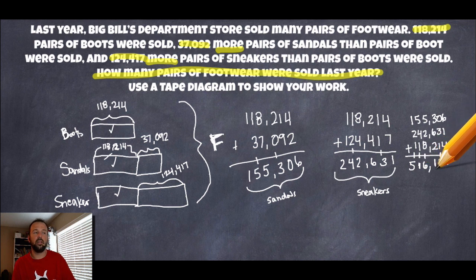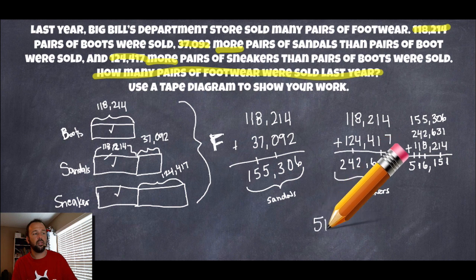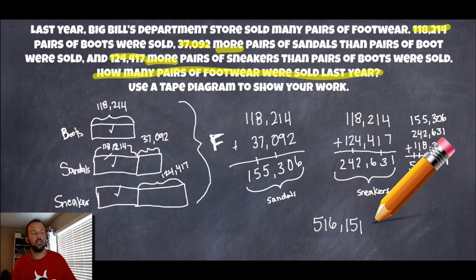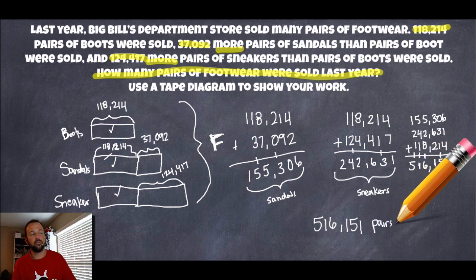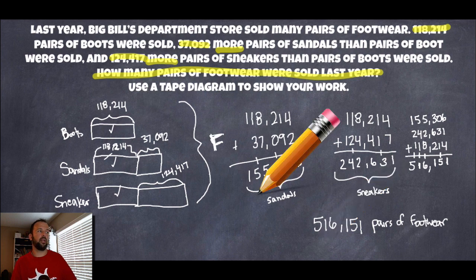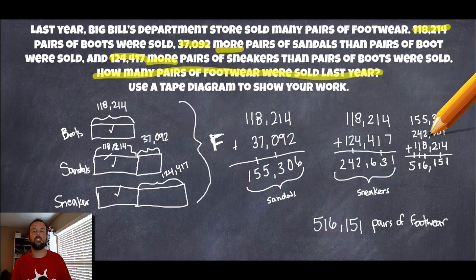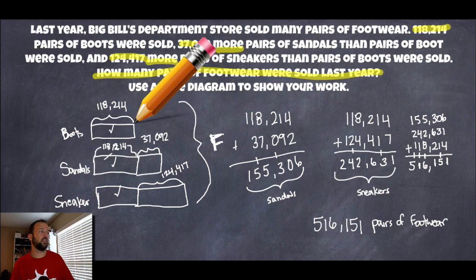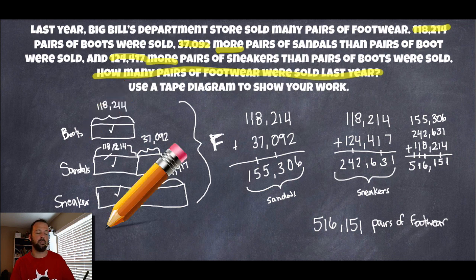So your total number of footwear should be 516,151 pairs of footwear. Perfect. So this was a multi-step problem, right? I had 1, 2, at least 3 steps here that I had to solve, not including having to map it all out on my tape diagram.